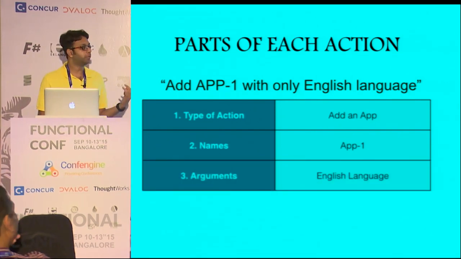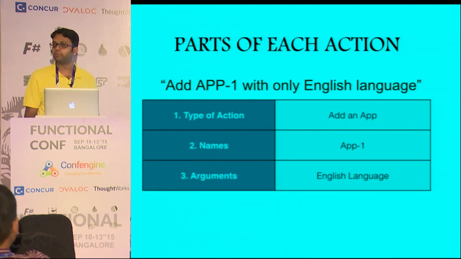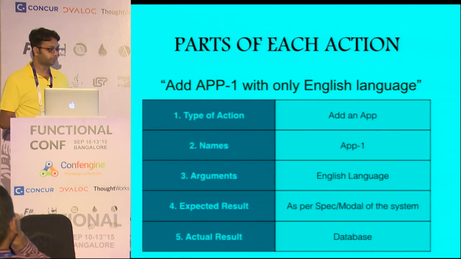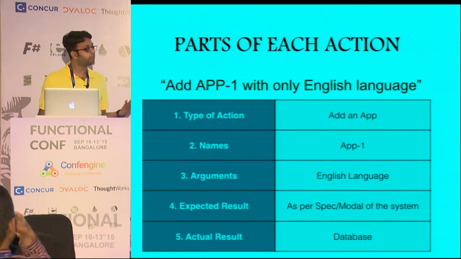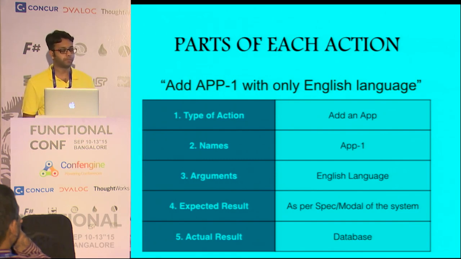Then there is an argument that I would like to have only English language in this app. Maybe I would like Spanish, maybe I would like some Hindi language as well. Then there is a certain expected result as per my spec, as per my understanding, as per my model. And there is an actual result, which comes from the database, which comes from the state. So there are 5 paths to each action that need to be understood.